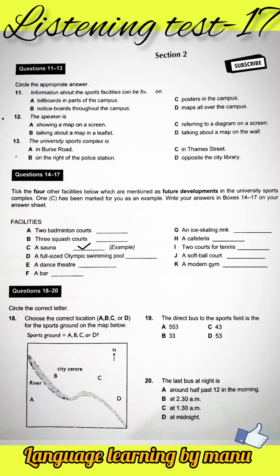If you look down at the bottom of this map, on the right, you'll see Burse Road. On the left of the police station, between the shopping complex and the theatre and the Phoenix Theatre, is the University Sports Complex.